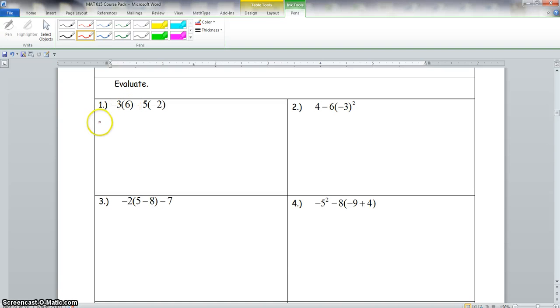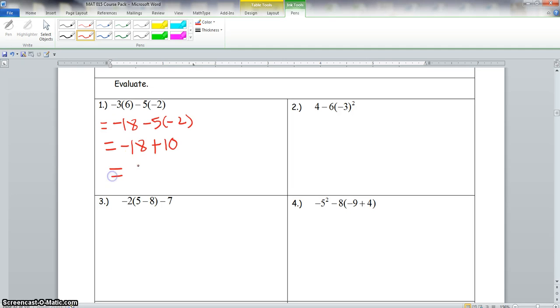A negative times a positive, we know, would give us a negative. So it'll be negative, and 3 times 6 is 18. Minus 5 times negative 2. Now, we cannot do anything more with this, so we have subtraction and multiplication. The sign in front of the 5 is a minus, which we'll count as a negative. So this is the same as saying negative 5 times negative 2. And we know a negative times a negative will give us a positive.